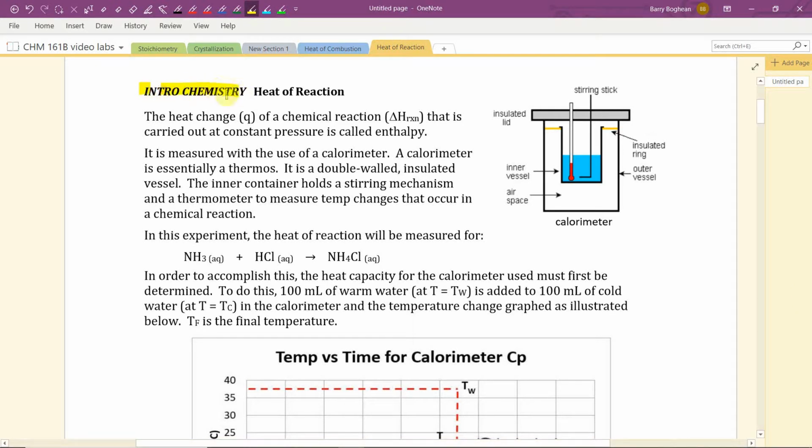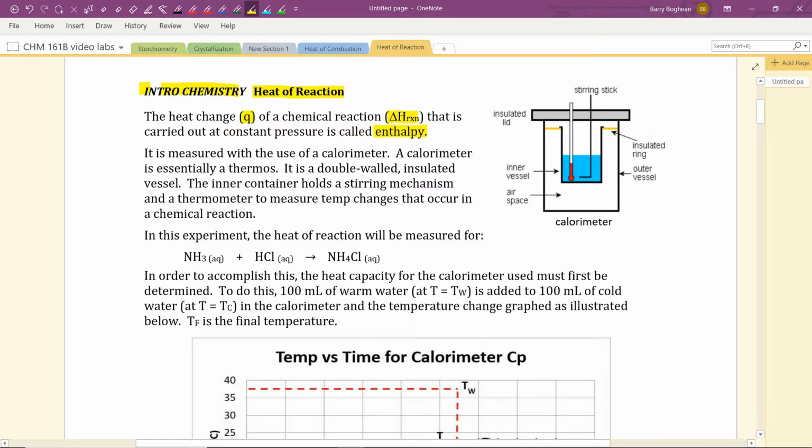Intro chemistry, heat of reaction. The heat change in any process is often denoted by the letter Q. If that's for a chemical reaction, we denote it delta H reaction. And if it's carried out at constant pressure, we call that enthalpy.